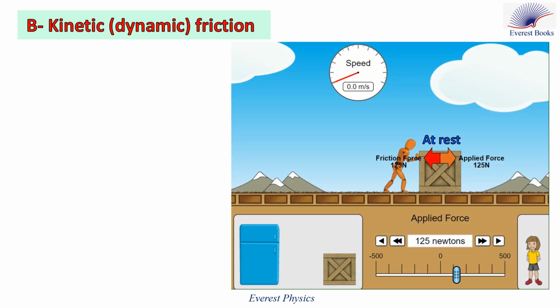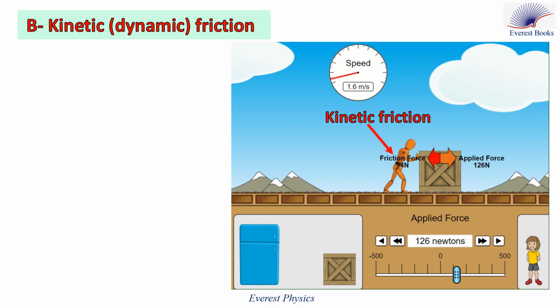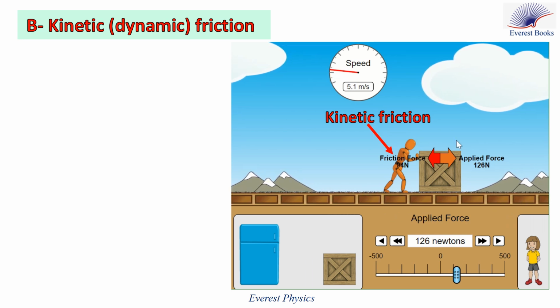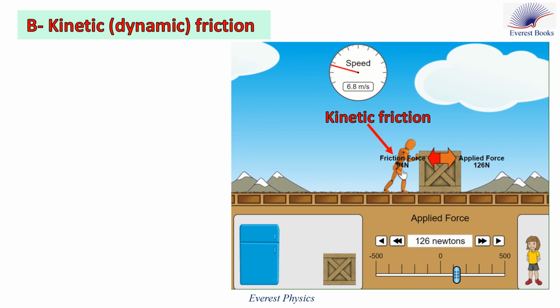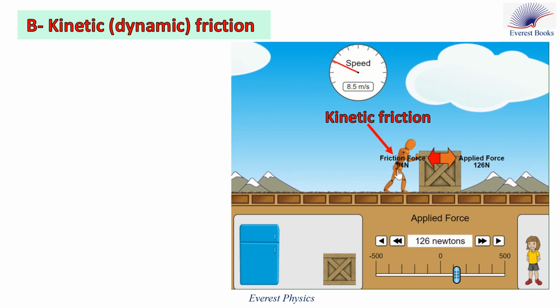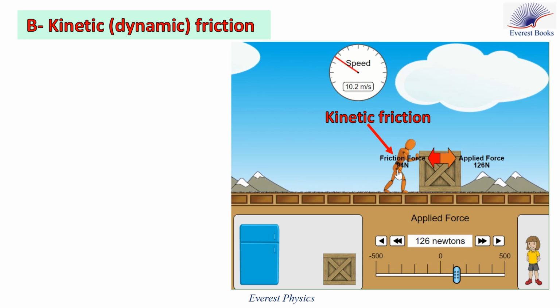Going back to the previous simulation, when the person applies a force of 125 newtons, the box remains at rest and is subjected to a static friction force that matches the applied force of 125 newtons. Now, 125 newtons is the maximum value of static friction in this situation. When the applied force slightly exceeds 125 newtons, the box starts to move. At this point, static friction becomes zero, and another type of friction force known as kinetic or dynamic friction acts between the box and the ground.